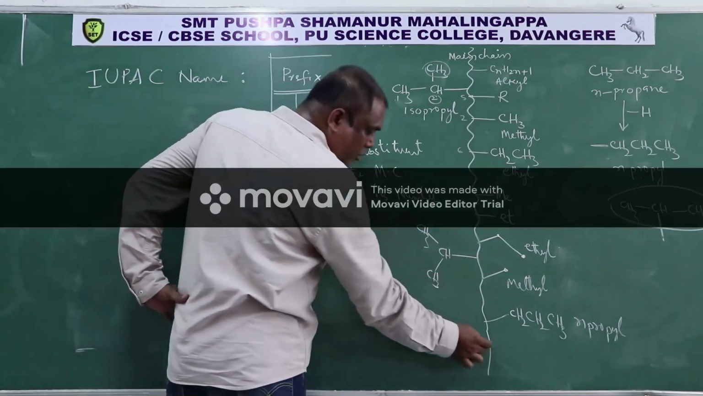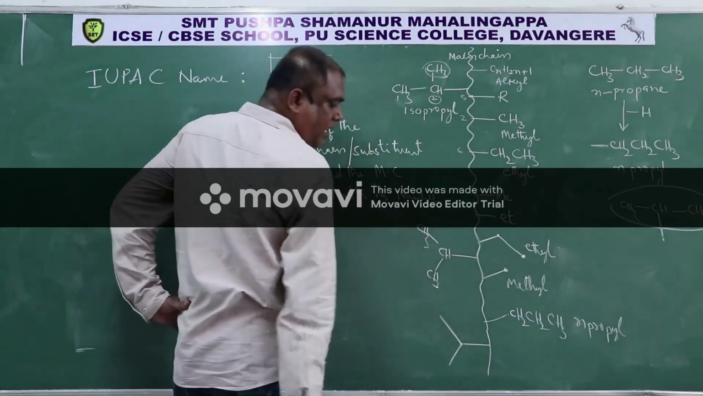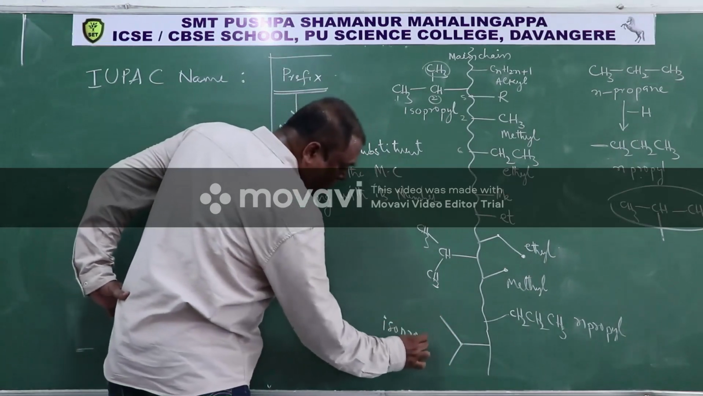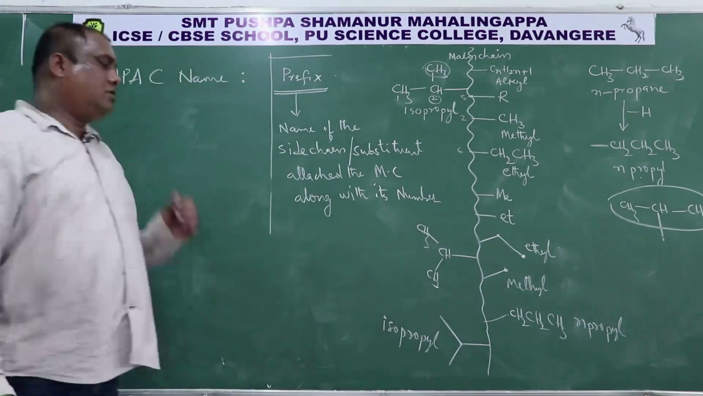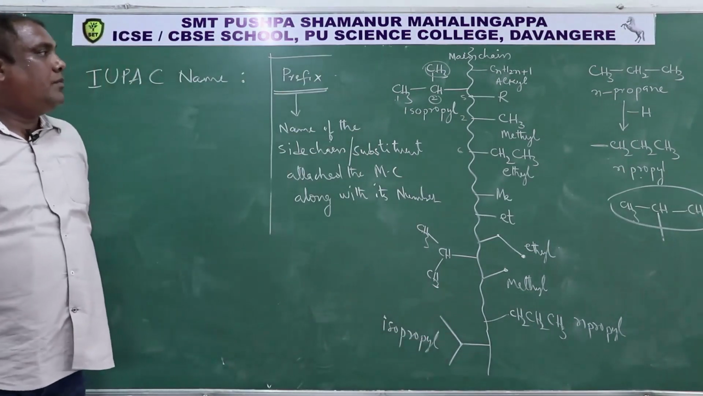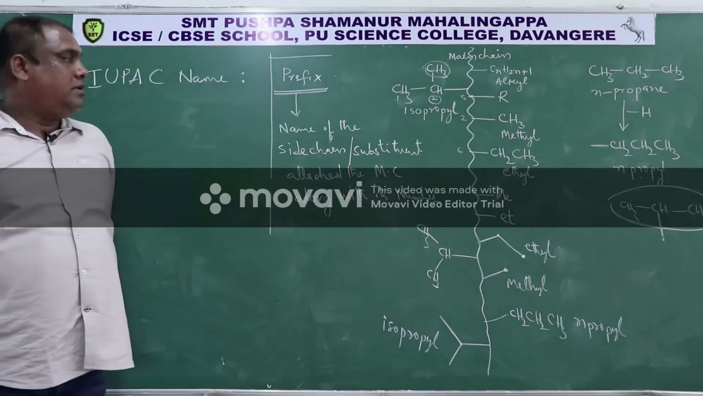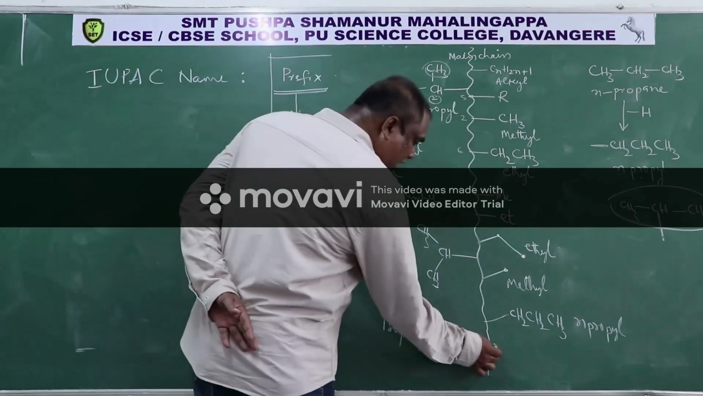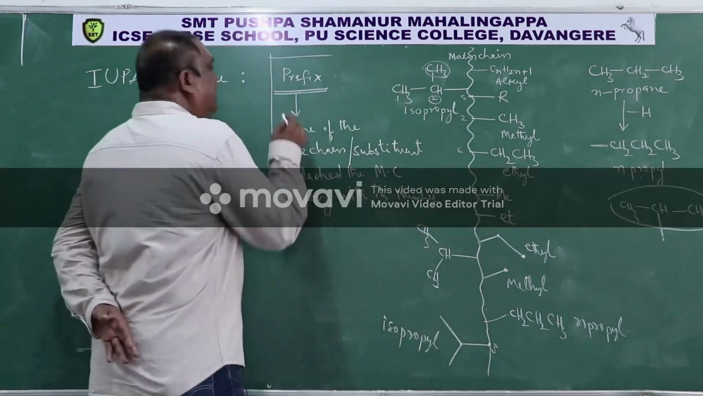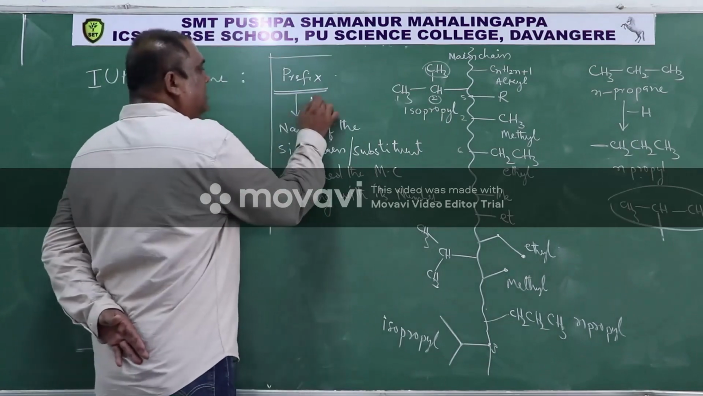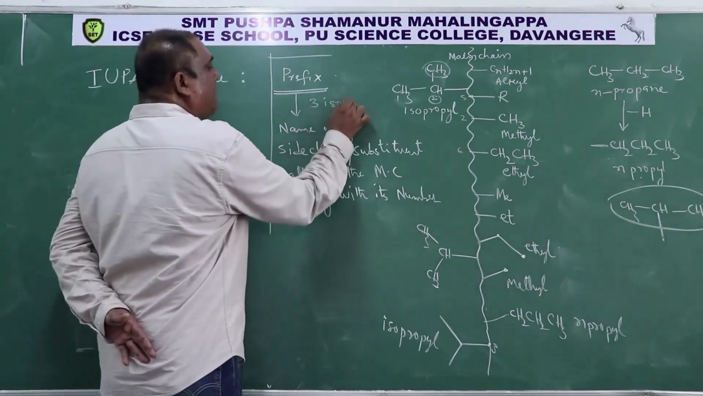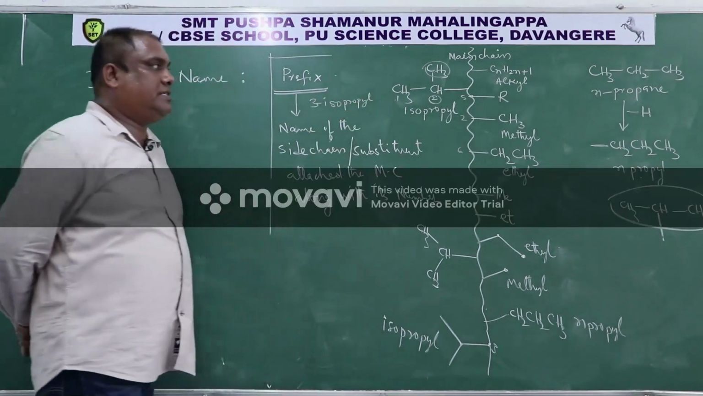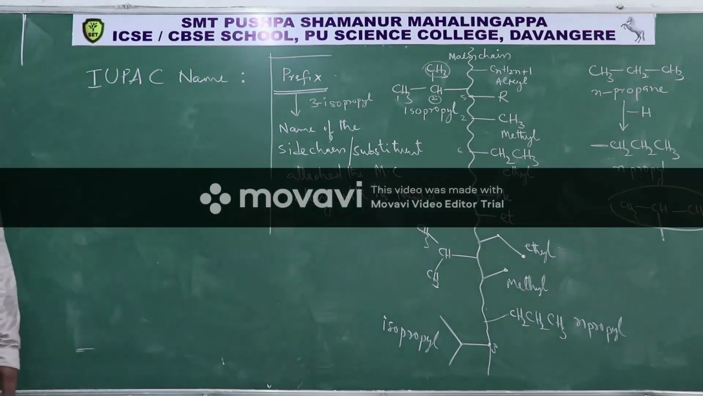This isopropyl group, I can also write like this in bond line notation. So this is also called isopropyl group. This is isopropyl, the name of the side chain. Suppose this isopropyl group is attached to the third carbon of the main chain, then the prefix name becomes 3-isopropyl. You put a dash like this. That will become the prefix.